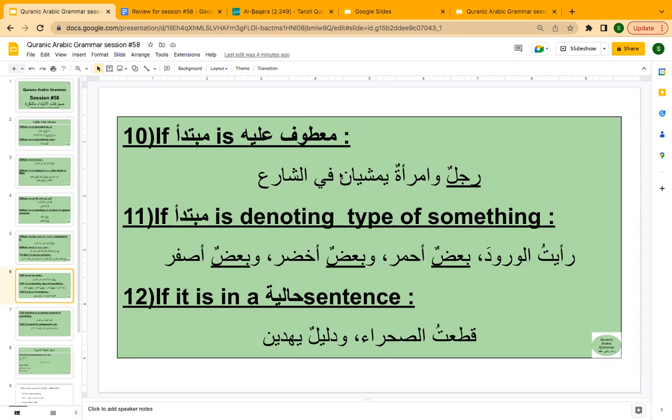So what kind of a khabar do we have here? What kind of a khabar? Your khabar is jumla fi'liyya, right? And what did I tell you? When your jumla is jumla fi'liyya, what does it have to have in it? In the last session, we learned it. It has to have a doer or a pronoun that should refer back to your mubtada, right?